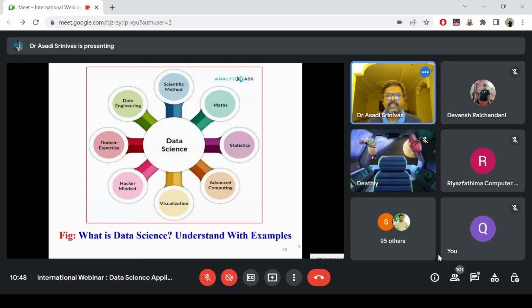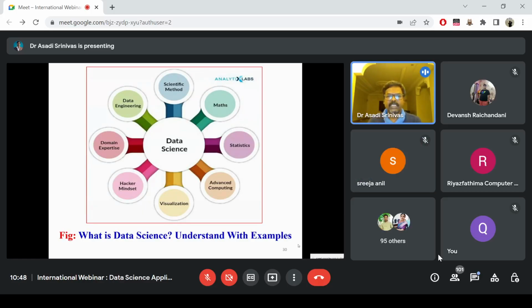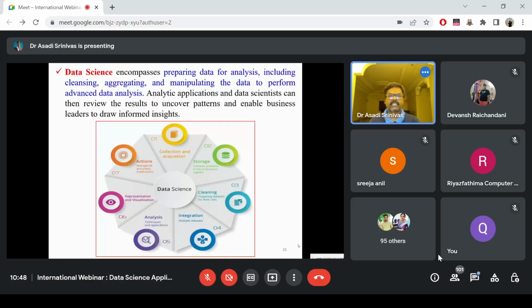Multiple subjects are integrated with data science, like scientific methods, maths, statistics, advanced computing, visualization, hacker mindset, domain expertise, and data engineering. That's why data science is a multidisciplinary subject. Data science encompasses preparing data for analysis, including cleansing the data, aggregating the data, and manipulating data to perform advanced data analysis. If you see, there are 7 steps involved in data science.